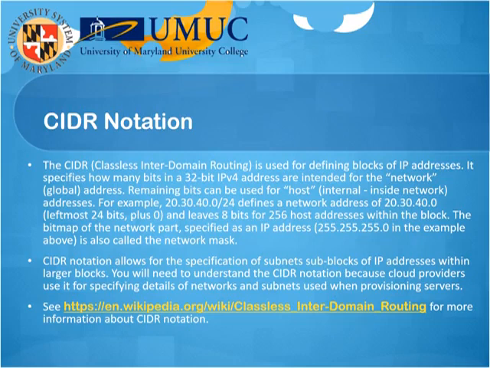CIDR notation also allows for specification of subnets, which are sub-blocks of IP addresses within larger blocks. You will need to understand the CIDR notation because cloud providers use it for specifying details of networks and subnets used when provisioning servers. See the link provided for more information about CIDR notation.